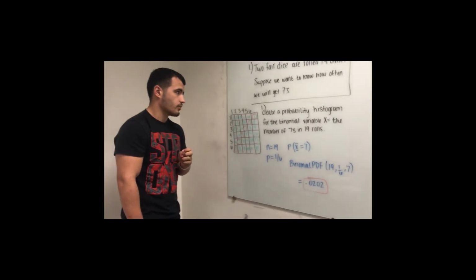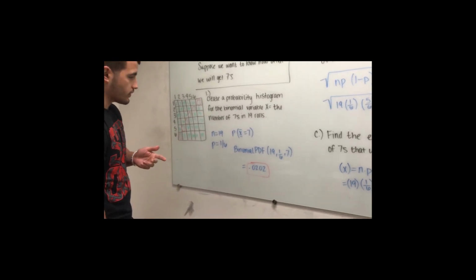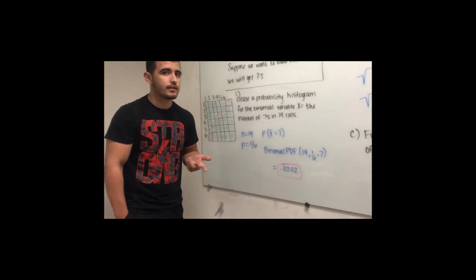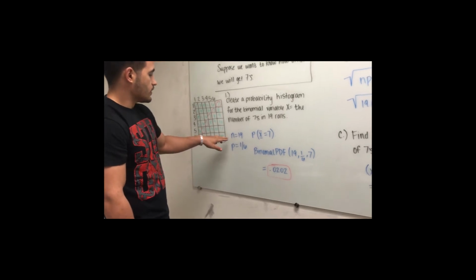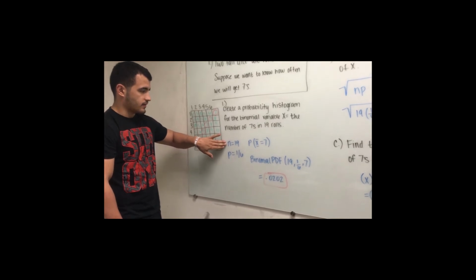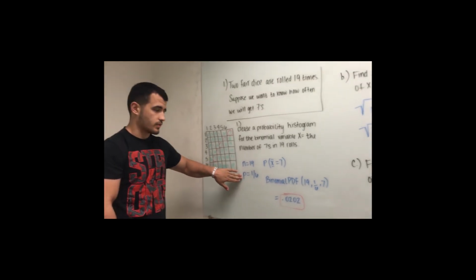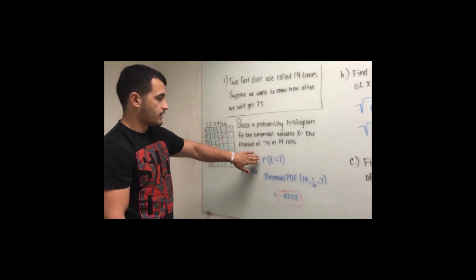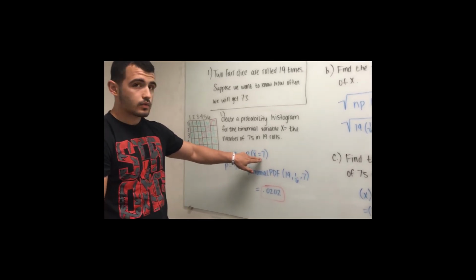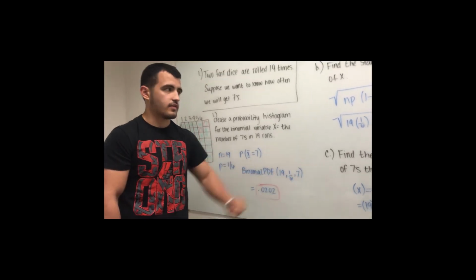For problem A, create a probability histogram for the binomial variable x equals the number of 7s in 19 rolls. To calculate that, we're going to use the binomial PDF that you would normally find on a TI-84 calculator. Let's list our variables: n is the number of times we're rolling the dice, so it's 19. The probability of hitting the number is 1/6, and we're looking for the probability of x equals 7. This is why we're using binomial PDF, because x is equal to 7. This is the answer we get with 19, 1/6, and 7.